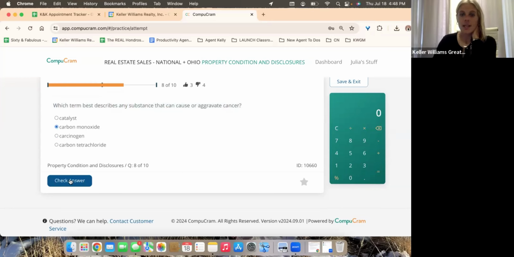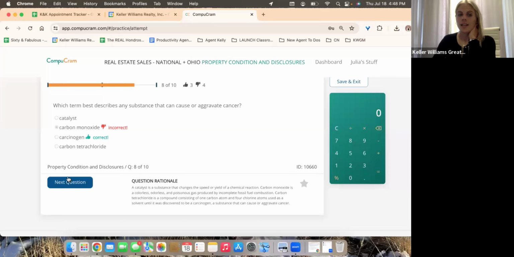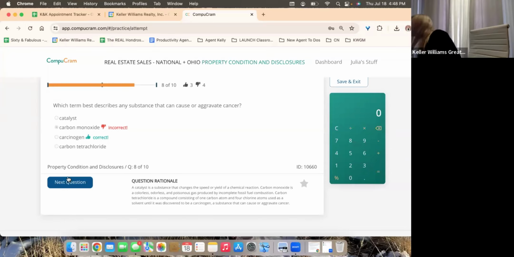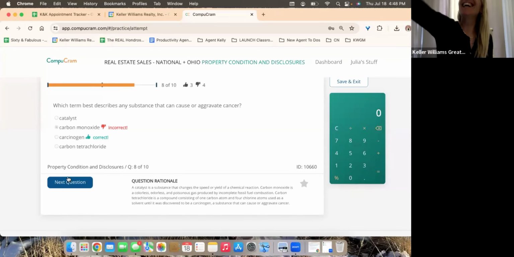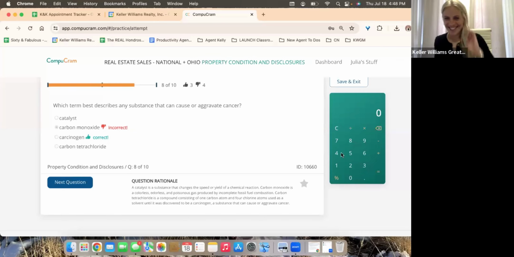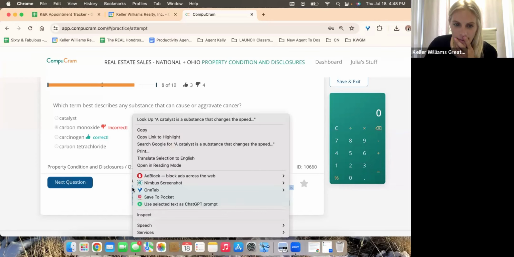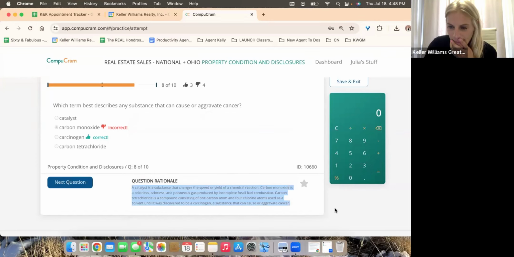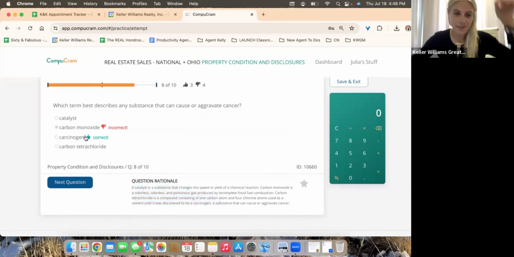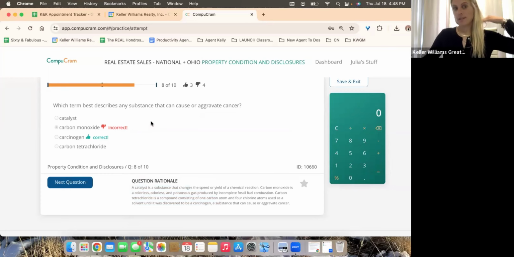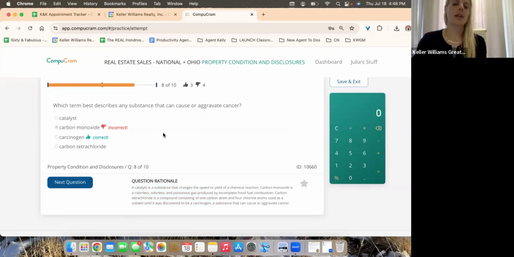I'm gonna say B. Correct. It is C. I heard you. All right, so it would be C, carcinogens. All right. Good job. Yeah, that was a tricky one, but from past questions, I remember that carcinogens is going to be the substance that causes or aggravates cancer.